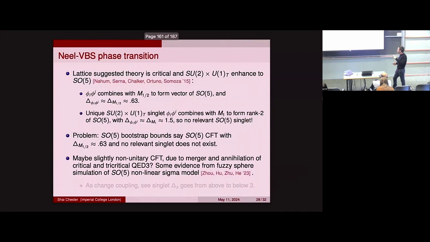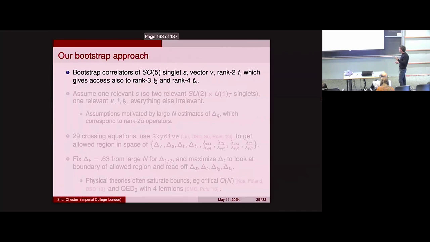This is what led to the confusion, which Yin-Shen discussed, that perhaps the theory is a non-unitary CFT, which Yin-Shen shows some possible evidence for. Instead, though, here in my last couple minutes, I'm going to try to show some evidence for an alternative possibility, which is that it's tricritical, which I understand might not be the right terminology. Basically, I'm just saying that there are 2 relevant singlets from the SU2 cross U1 perspective, and thus 1 relevant singlet from the SO5 perspective. So that is the scenario I want to show evidence for.